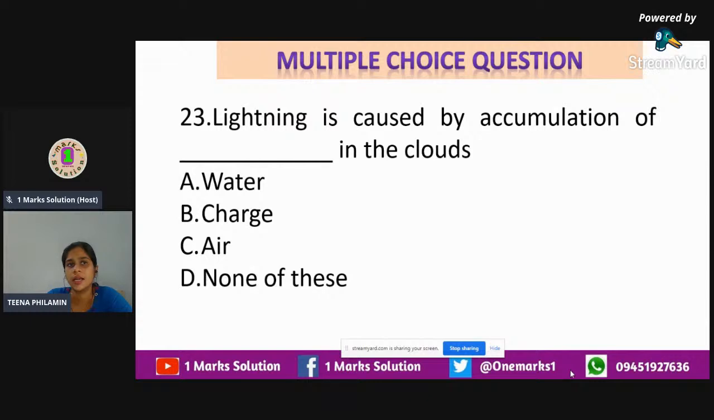The next one is: lightning is caused by accumulation of dash in the clouds. We discussed earlier that lightning is caused by the accumulation of positive and negative charges in the cloud. So the option given here, the second one, is charge. Charge is the answer: lightning is caused by the accumulation of charges in the clouds.